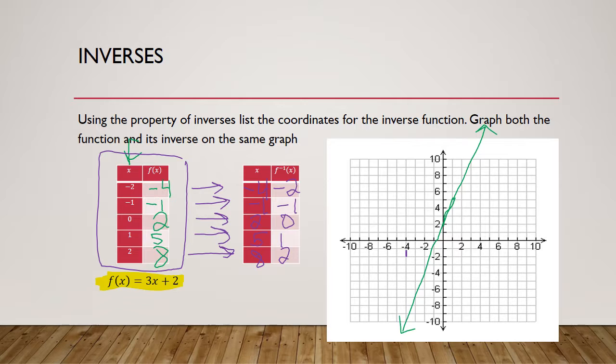And then (2, 8) becomes (8, 2). So I'm just flip-flopping all 5 of these coordinates. And now I have to draw them. So these ones I'll plot, so you can see where the picture comes from.